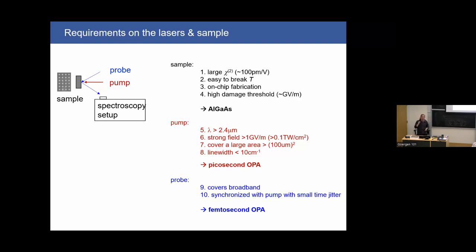Even with a transform-limited pulse, this corresponds to a few picoseconds. So really, at the end of the day, you need a picosecond OPA, which is basically operating in the mid-infrared. Finally, you need to send in your probe beam. That's relatively easy. You just need to cover the bands that you're interested in. You have a small time jitter with your pump when you settle with a femtosecond OPA, right? So this is how the measurement should be done.